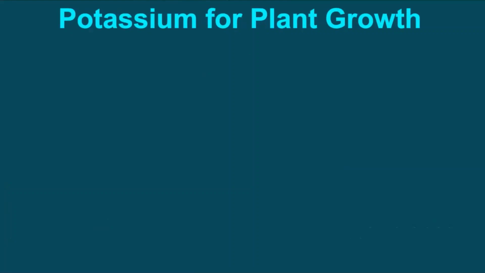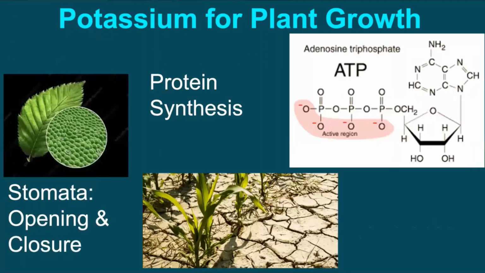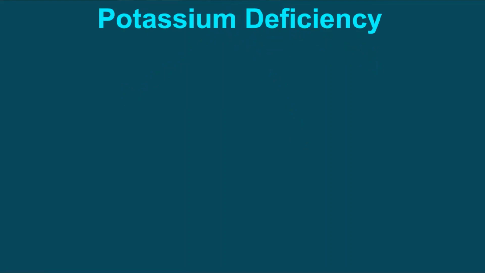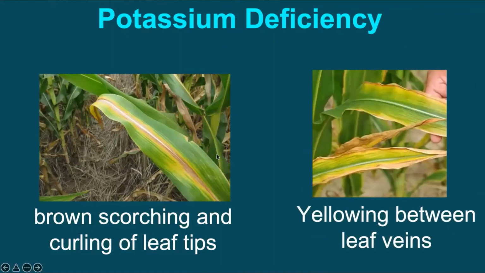Third major nutrient is potassium. The main role of potassium is to regulate plant growth as it helps in protein synthesis and production of ATP. It helps in opening and closure of stomata, improves drought resistance, disease resistance, maintains turgor of plants, and reduces water loss and wilting. Potassium deficiency causes brown scorching and curling of leaf tips, plus chlorosis or yellowing of between leaf veins, stunted growth, and reduced yield.